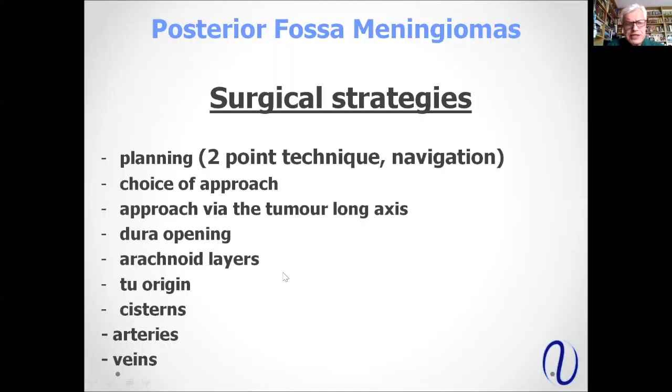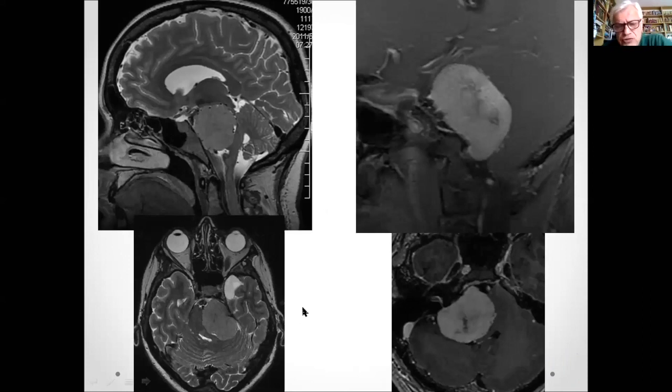What about the surgical strategies in these tumors? Planning is everything. You really need to know what you are going to do, what you are going to encounter, what the tumor will look like. You need to choose the proper approach. That's the most important part of your surgery. The most important part of surgery is prior to surgery itself. You would like to approach the tumor via the long tumor axis. So it's this two-point technique: dura opening, arachnoid layers, tumor origin, attacking it first, of course, as always. So it's a multifactorial process which you need to evaluate well before surgery.